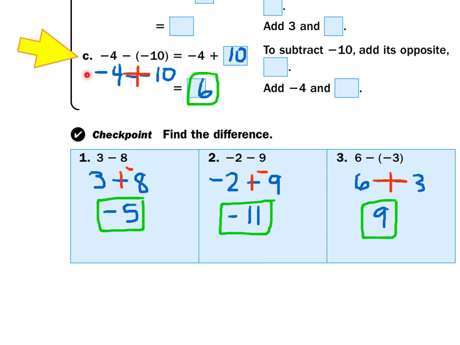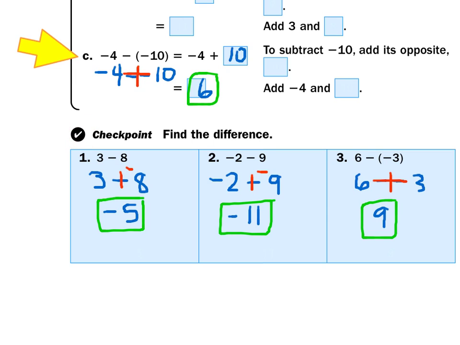Take a look at example C, negative 4 minus negative 10. Again, anytime that we see these two negatives, my students let them morph together to be a big giant plus sign. So this means negative 4 plus 10, and of course, that would give us positive 6.